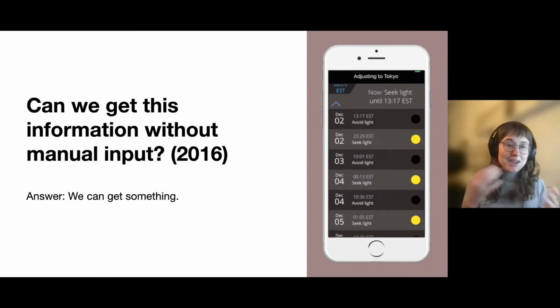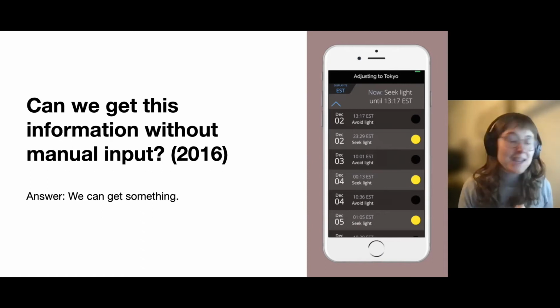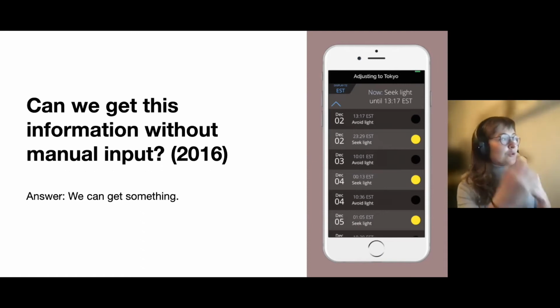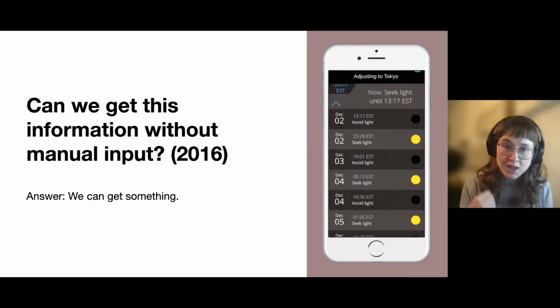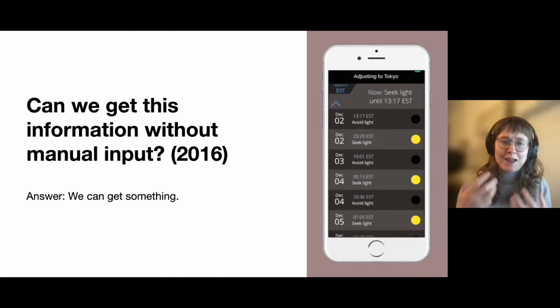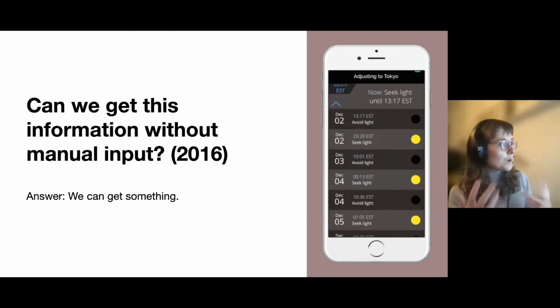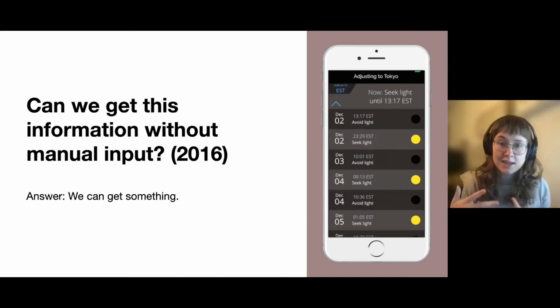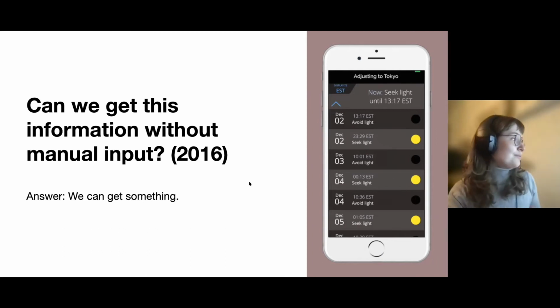And circadian rhythms are something that's constantly happening. It's not that your circadian rhythm stops being important after 1 day. So how can we get people to engage continuously with a mobile app for circadian rhythms without burdening them with hour by hour lighting information? So in 2016, I was really starting to think, how can we get that kind of information without requiring manual input?